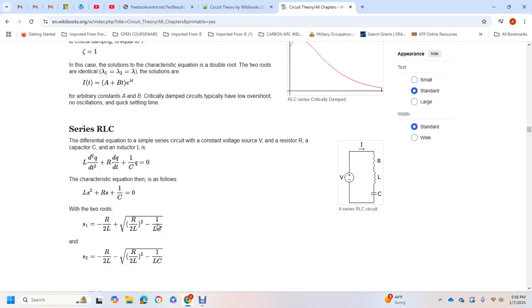Series RLC: the differential equation of a simple circuit with a constant voltage source V, and the resistor R, the capacitor C, and the inductor L.